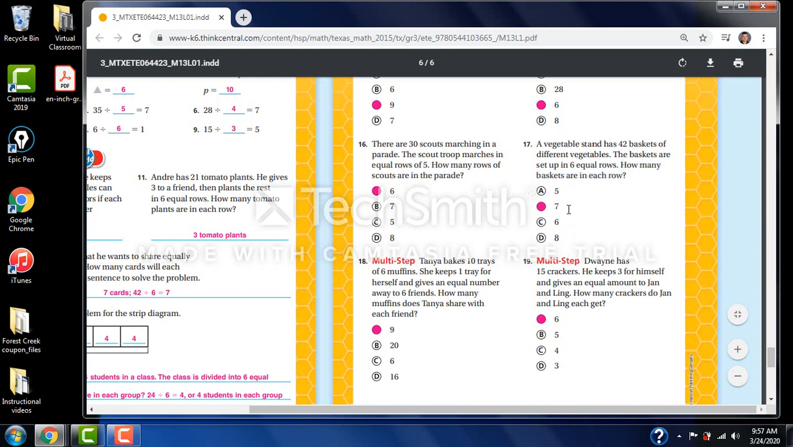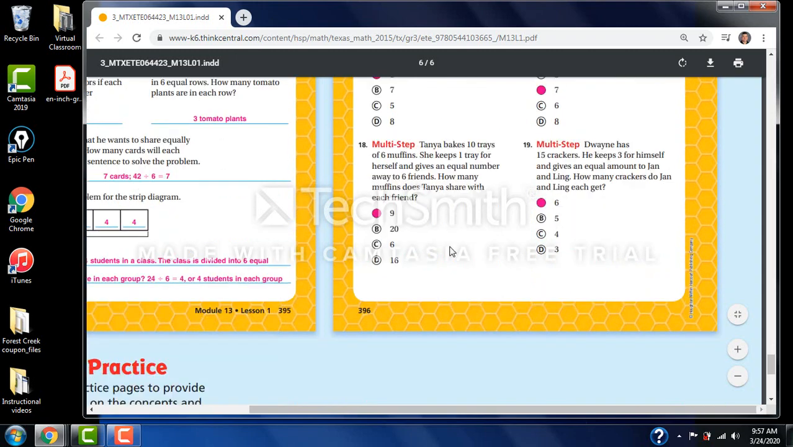How did we do, Dalal? Nice work. Good job. Multi-step. So that's your key right there. You know you're going to do how many steps. It's going to be more than one.